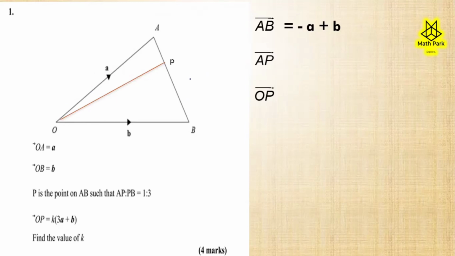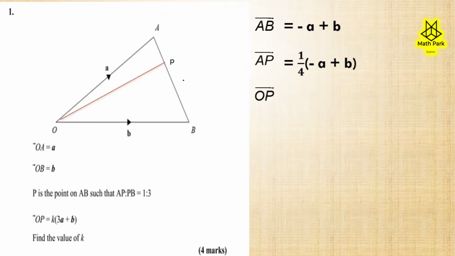So AP is to PB, the ratio is given as 1 is to 3. So that's how you get AP is equal to 1/4 of minus A plus B, because total parts are 4. AP is to PB is 1 is to 3, so total parts are 4. So this is 1/4 and this is 3/4. So we have AP is equal to 1/4 of minus A plus B.